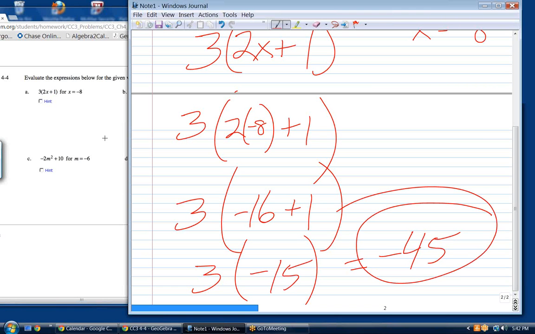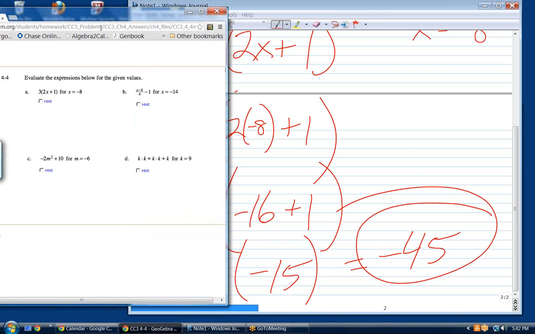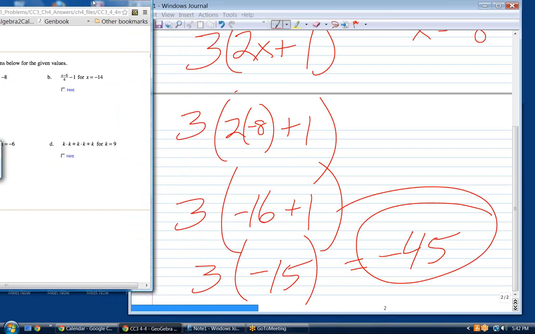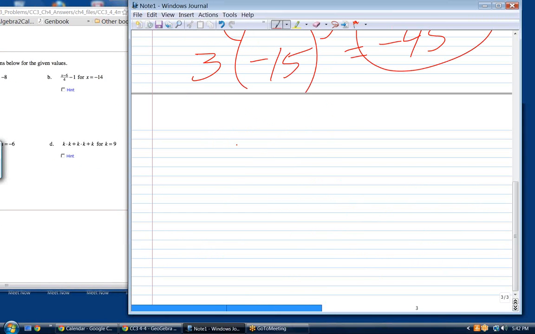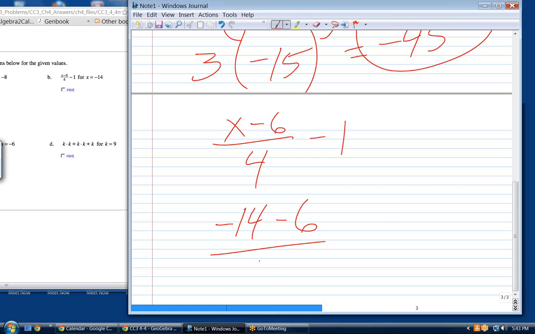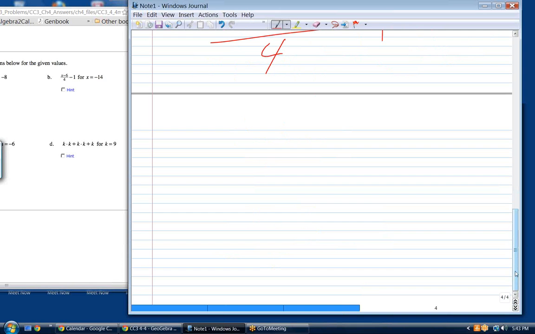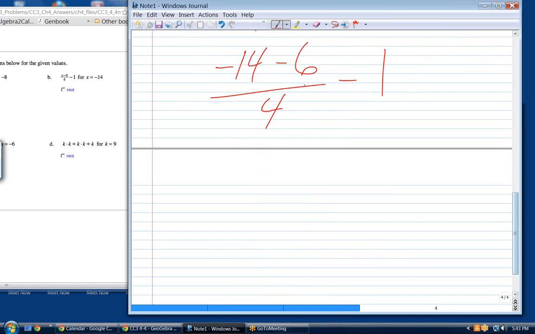And that's all we're going to do on every one of these, is we're going to merely substitute into the equation, or it's not an equation, it's an expression. In other words, for b, the expression is x minus 6 divided by 4 minus 1, and we want to substitute minus 14 for x. That's all it is. So minus 14 minus 6 all over 4 minus 1. Now it's just a question of simplifying this. What's the numerator?